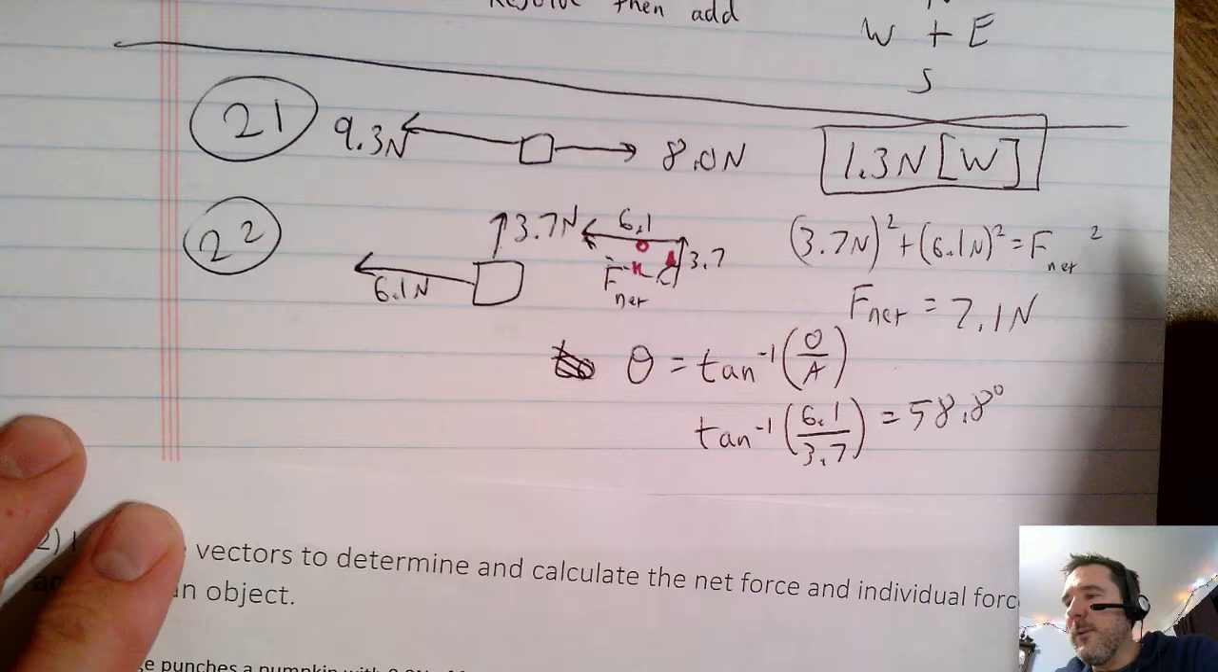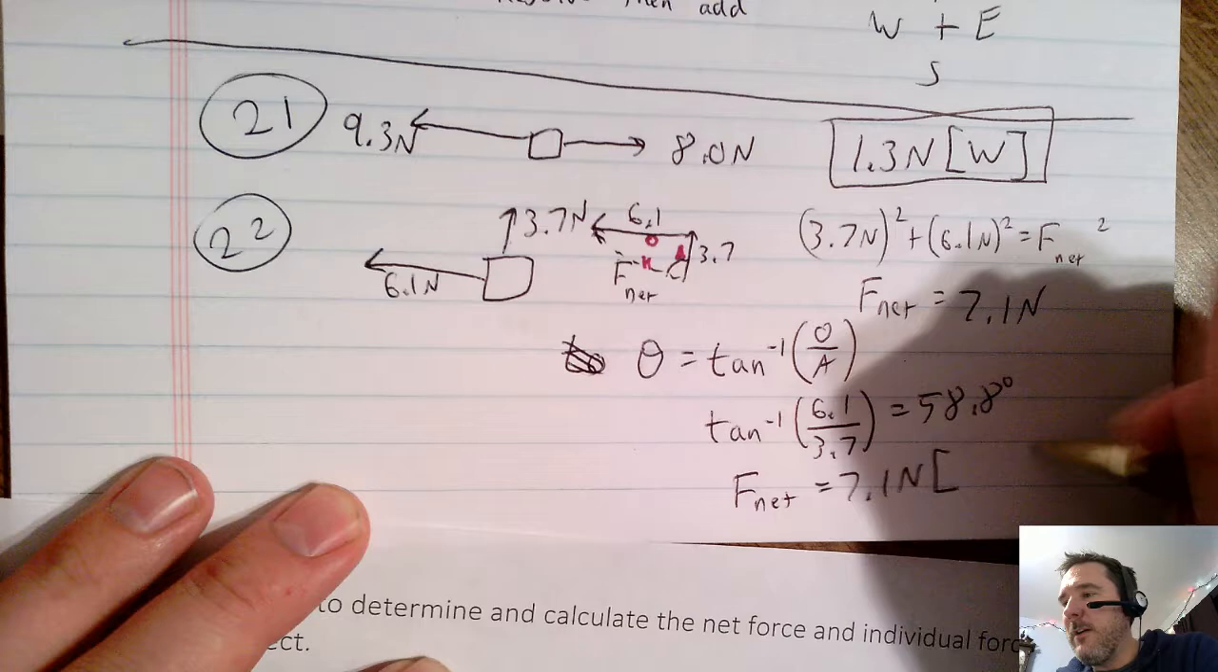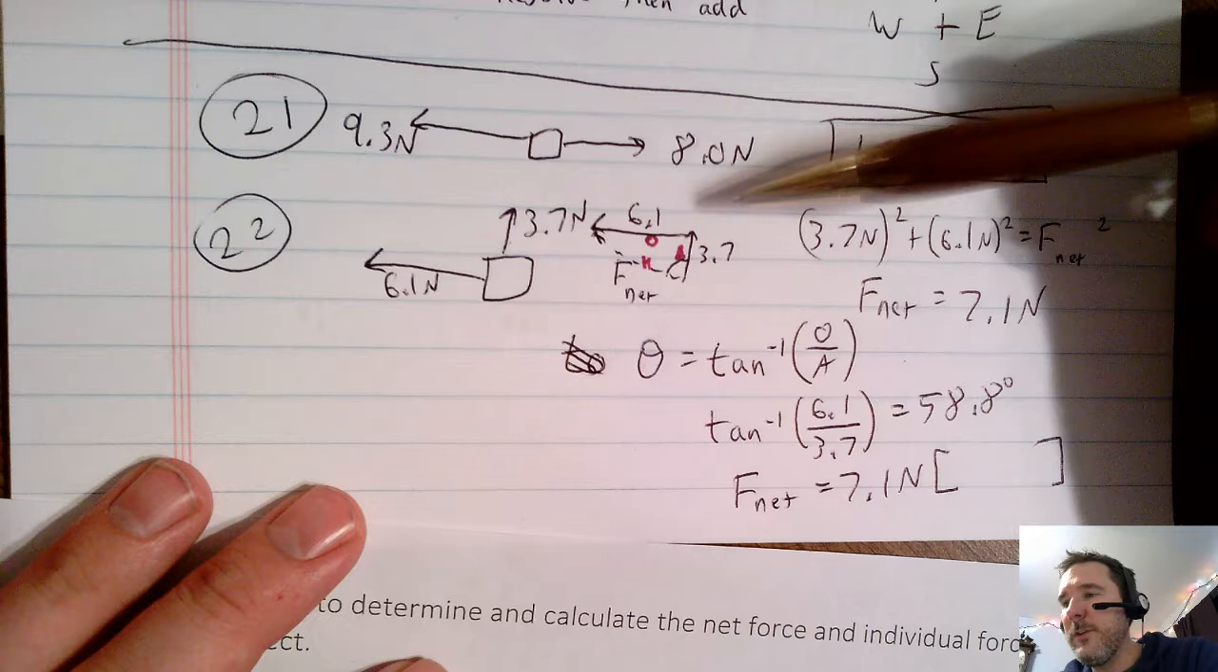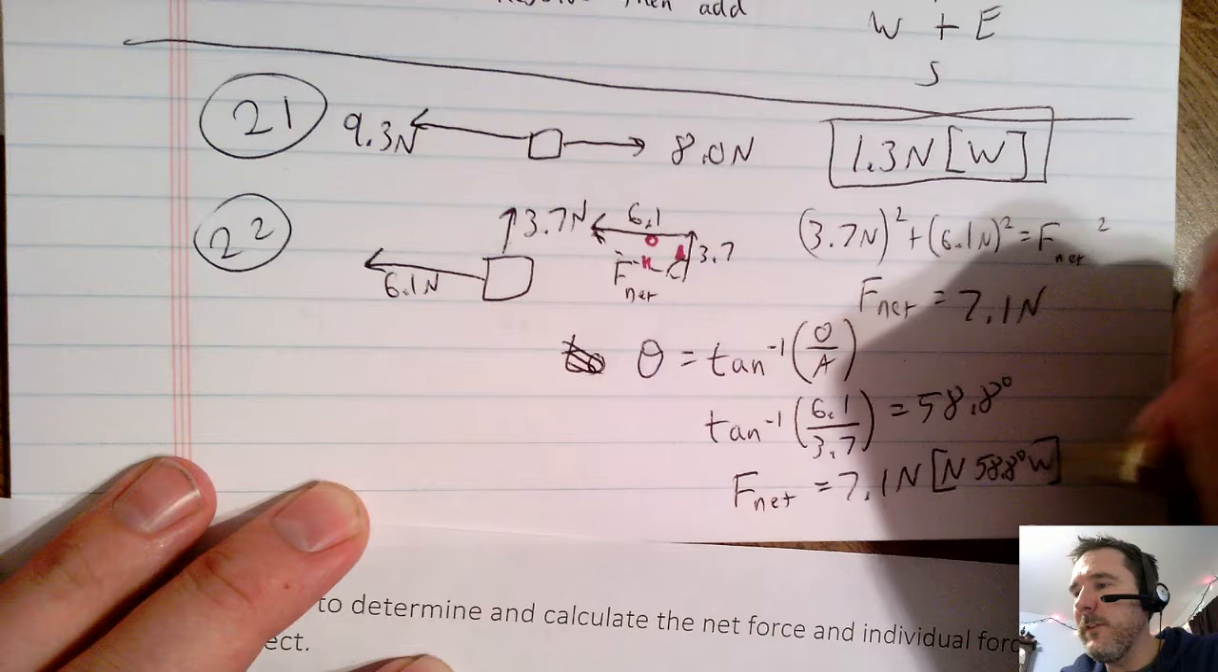So how does this all work? All right. So I'm going to start by writing my actual final answer. The F net is equal to 7.1 newtons. We already got that. And now I'm going to put the direction. And where is that angle going to go? Well, originally, I went north, and then I went to the west. So I'm going to write that just like that. North, 58.8 degrees, west. And after all that, I'm definitely putting a box around it so that you know it's my final answer.